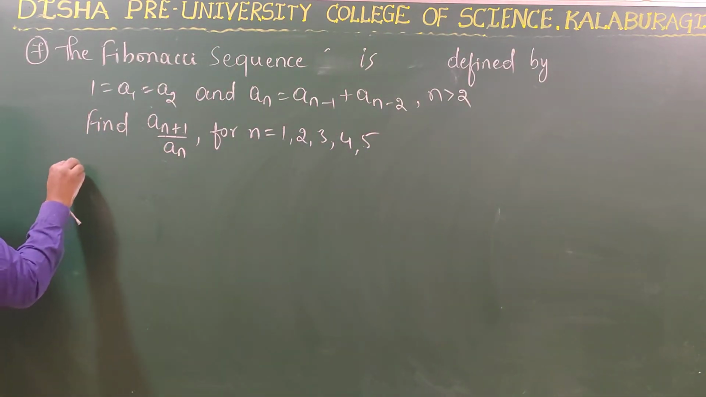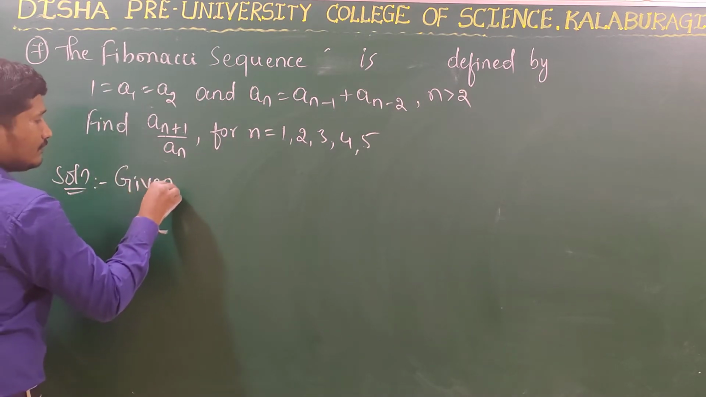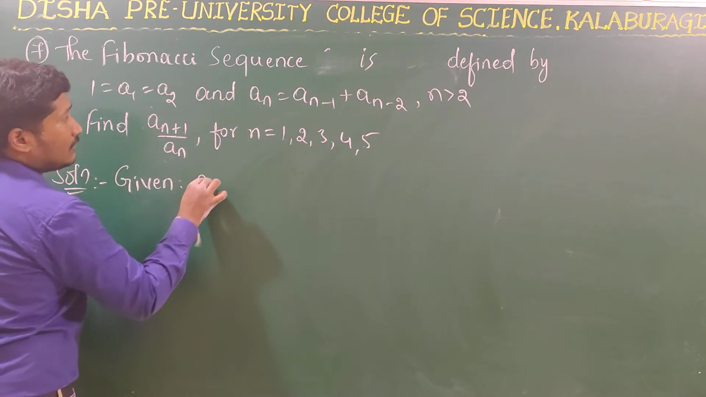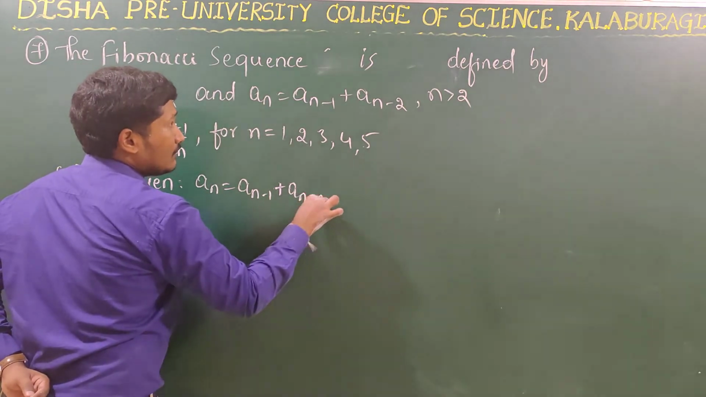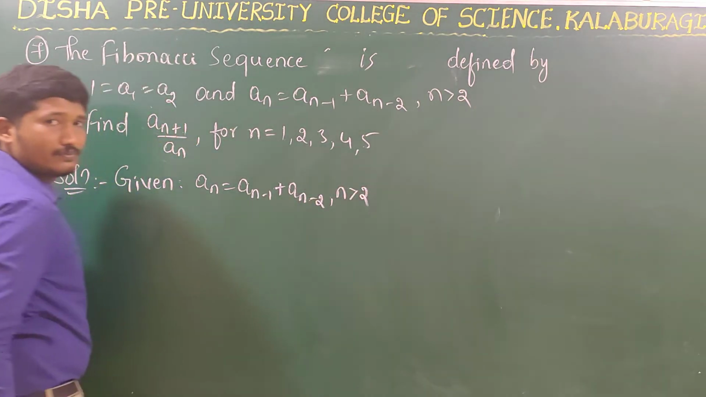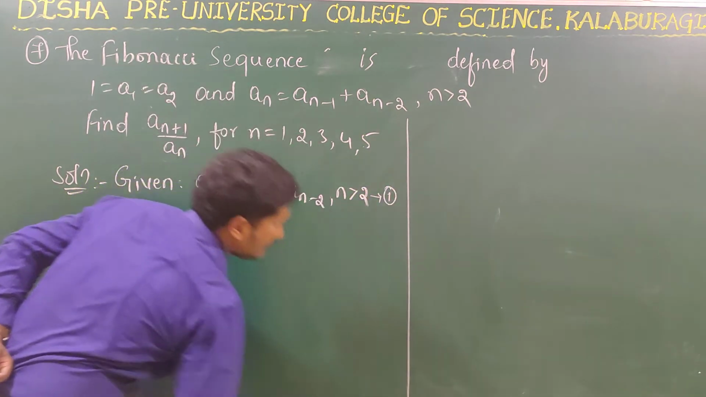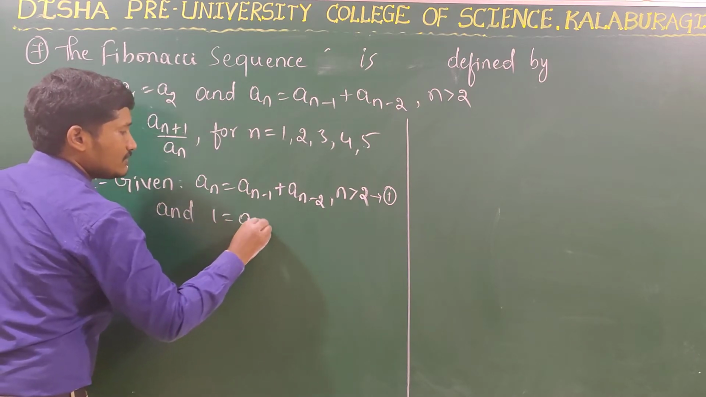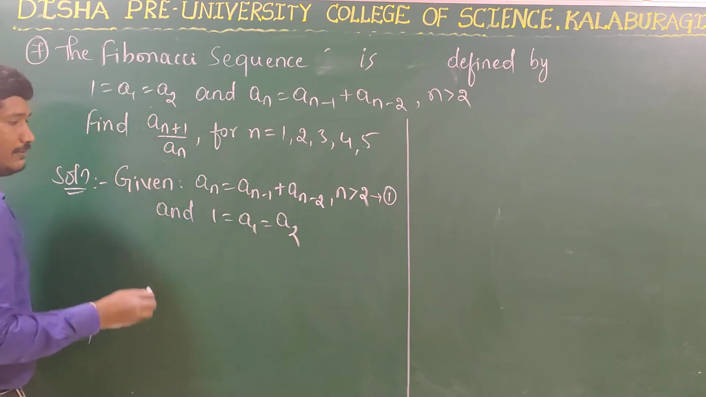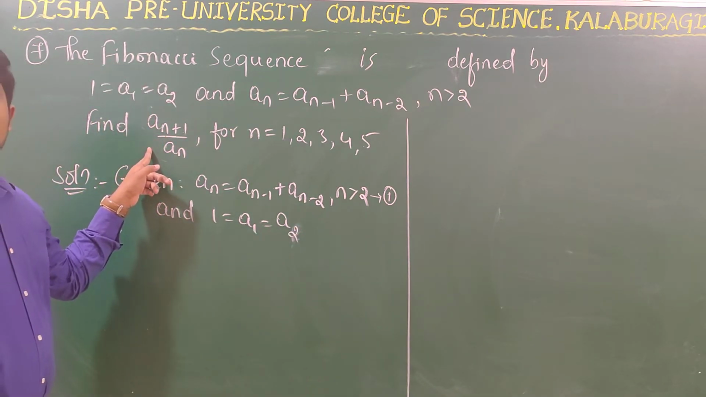Solution. Given: an is equal to an minus 1 plus an minus 2, where n is greater than 2. Right? So let us take this as equation 1. Also we are given that the first two terms of the sequence are equal and they are equal to 1. Right? So to find this, we need the values of a3, a4, a5 and a6.